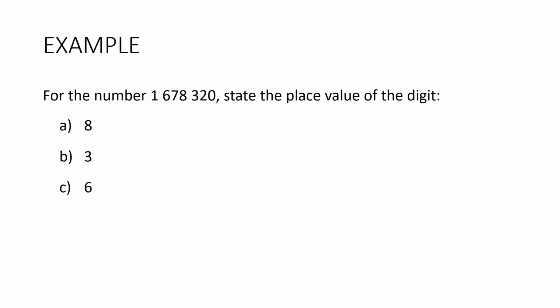So let's look at an example. For the number 1,678,320, state the place value of the digit 8. So let's have a look where it is. Now all we have to do is name that position, which is the thousands position. So that's the place value of the digit. What about the 3? Do you know it? It's hundreds. And the 6? This position here is 100,000s.